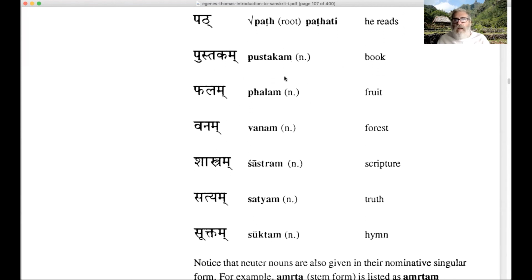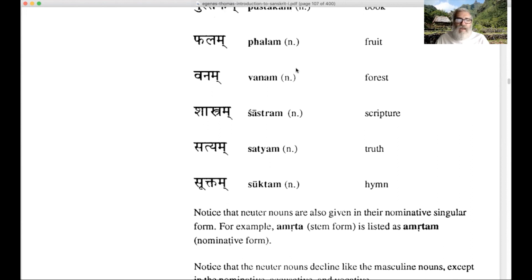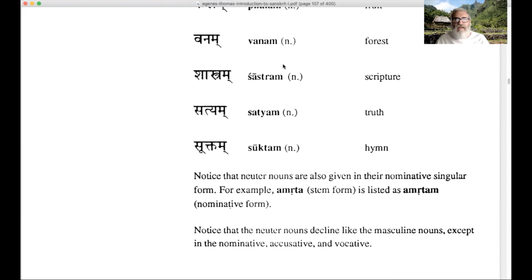Now we have pustakam. Pustakam again is a noun. It's an A ending, short A ending, neuter noun. It means book. Phalam, which we just learned, means fruit. It's also a neuter, short A ending noun. Vanam, forest. Vanam is a neuter A ending noun.